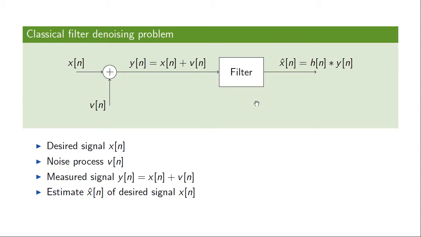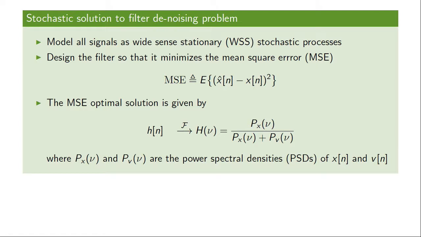When we have the notion of doing this as well as possible, we need to introduce some additional modeling assumptions so that we can define what we mean by good. And the classical way of doing this is to model all of the signals as wide-sense stationary stochastic processes. What this allows us to do is to define the notion of a mean squared error, being the squared standard deviation of the estimate from the desired signal, or the average of that quantity.